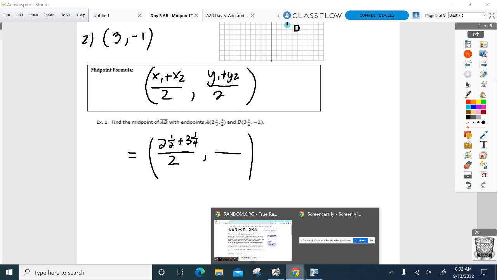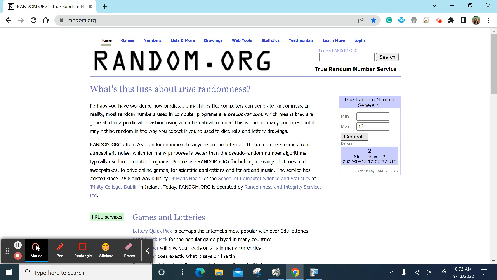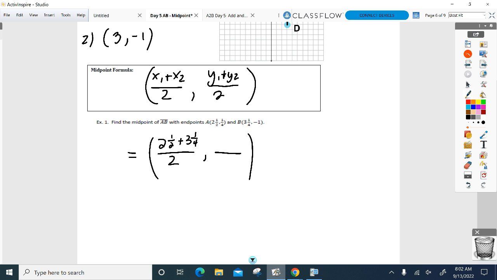What are the y coordinates we're going to add together? 3 1/4 and -1. You just gave me an x and a y. One job. 1/4 and -1. So 1/4 plus -1 divided by 2.